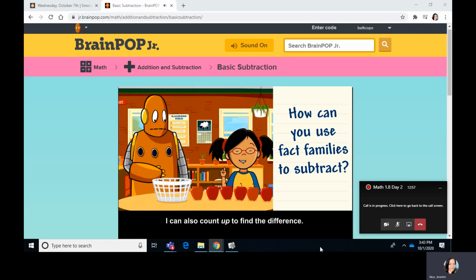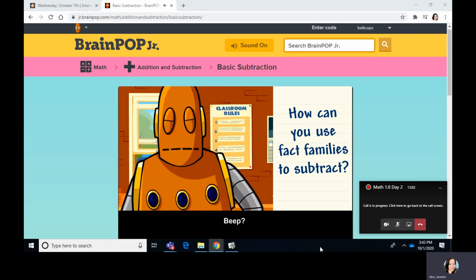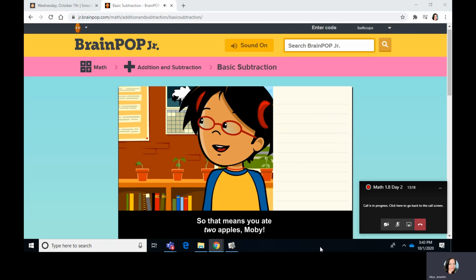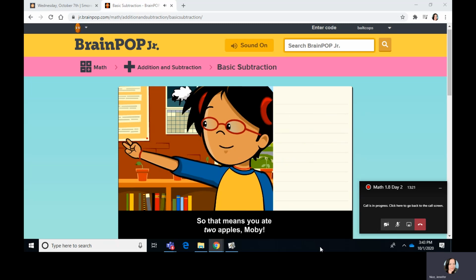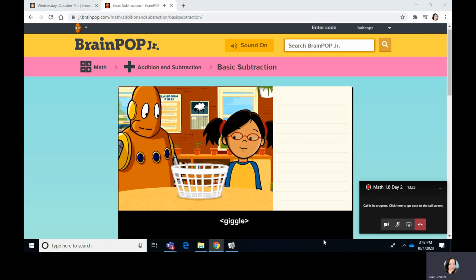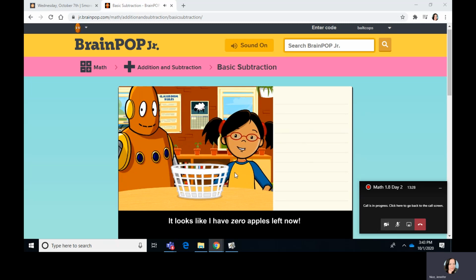I can also count up to find the difference. Well, I have 6 apples left, and I know I started with 8. So I can start at 6 and count up until I hit 8. I counted up 2 to get to 8. So that means you ate 2 apples, Moby. It looks like I have 0 apples left now.